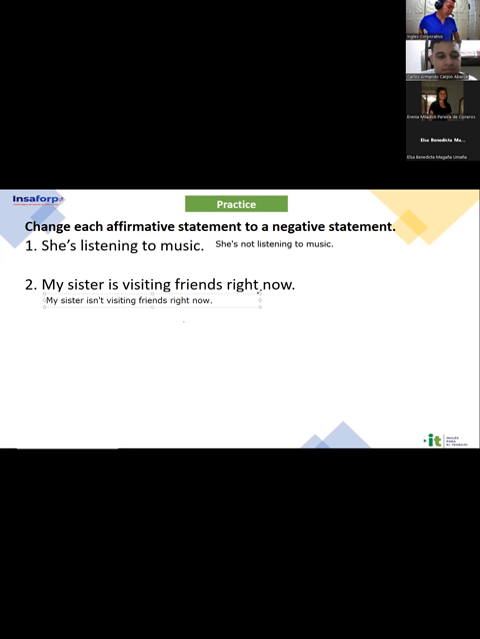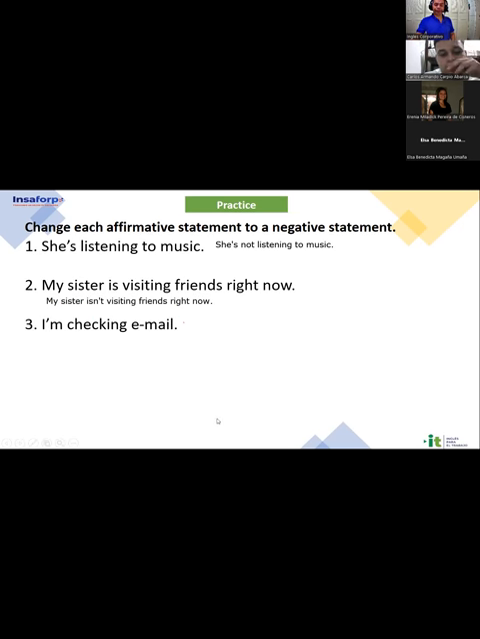Now, who's next? Evelyn, please. Can you help me, Evelyn? Next sentence, please. I'm checking email. Negative, Evelyn? Okay, Ingrid, please help me, Ingrid. I guess the internet is not working, right? So I'm not checking email. Okay, very good. Asombrante. Yes, right? Now, number four.